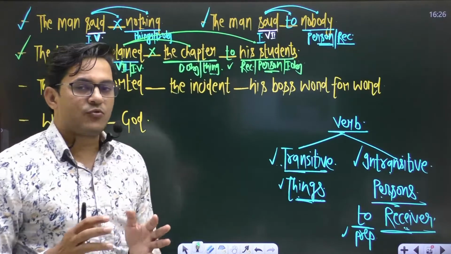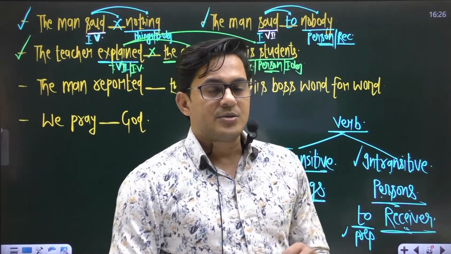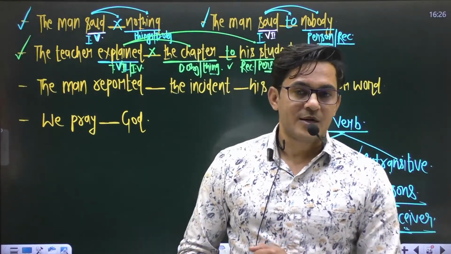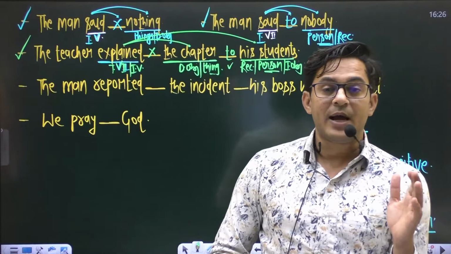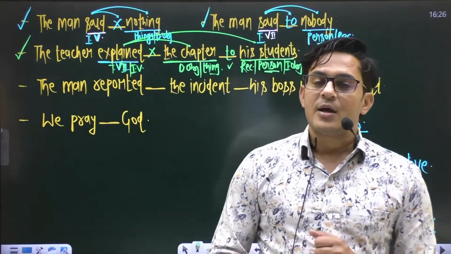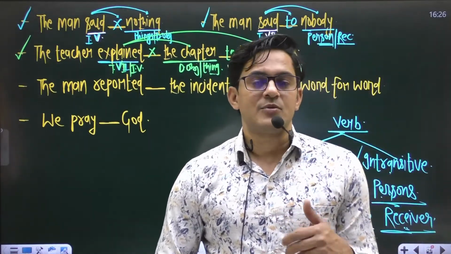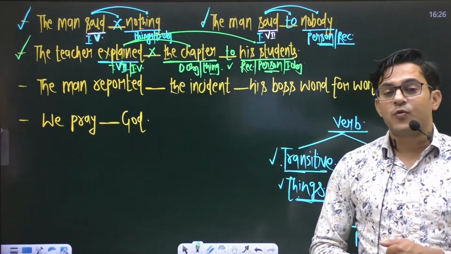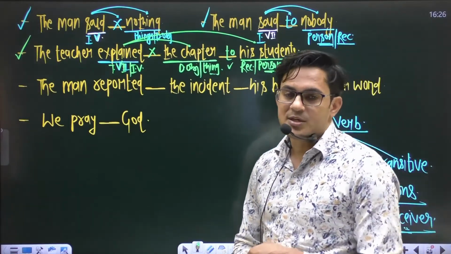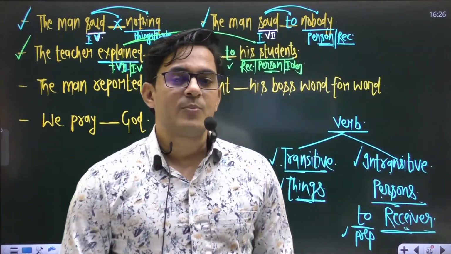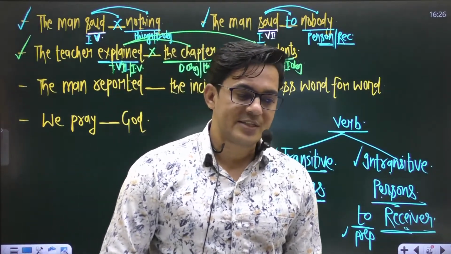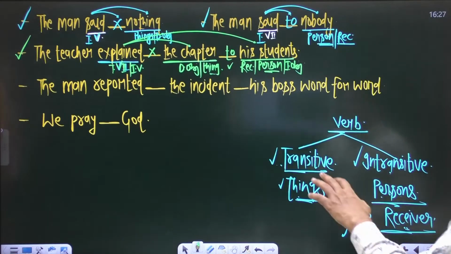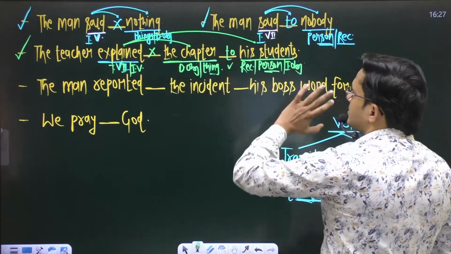So these are some verbs of communication, you can say. These are some verbs of communication which vary according to the object. If these verbs get an object which denotes things, for that type of object these verbs become transitive. And if you get an object which denotes persons, for persons these verbs will become intransitive verbs, and this person will become the receiver, the recipient. Before the receiver, the recipient, we use a preposition to. So this is the concept actually. The sentence will be like, the teacher explained the chapter to his students.